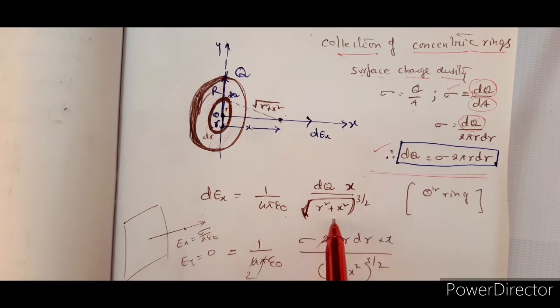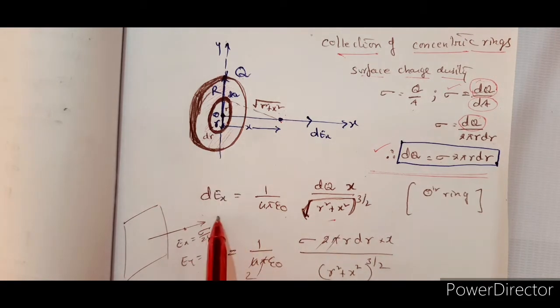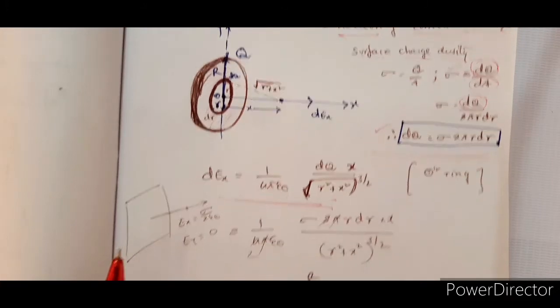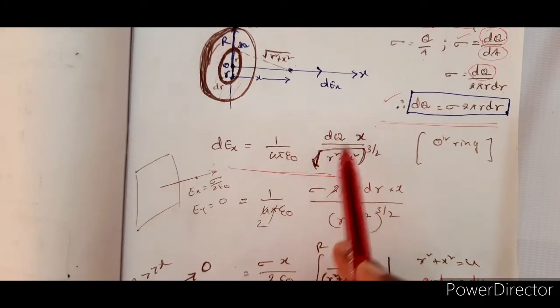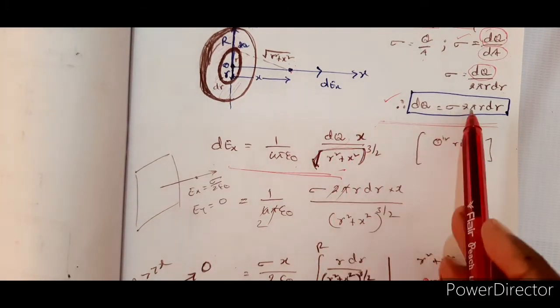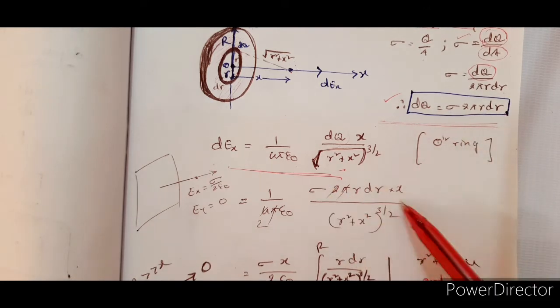This is for a circular ring. You have already studied the circular ring. The same, I am using it here. Now the thing here is dq. Now we are going to replace dq with sigma 2 pi r dr. So thus you are going to get it like this.